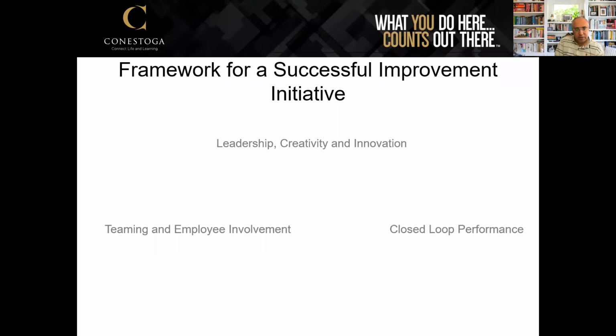Closed loop performance, it's just a cycle. So you might have read about PDCA cycle, plan, do, check, act. So that is the closed loop performance. You're going to be planning and then doing it and then checking and then action. So that is the closed loop performance. So these all are things which you should have. If you don't have leadership, if you don't have creativity, then you cannot successfully implement the improvement. It's just going to be a research study and then you can't implement it and it's useless, right? So these are the requirements.